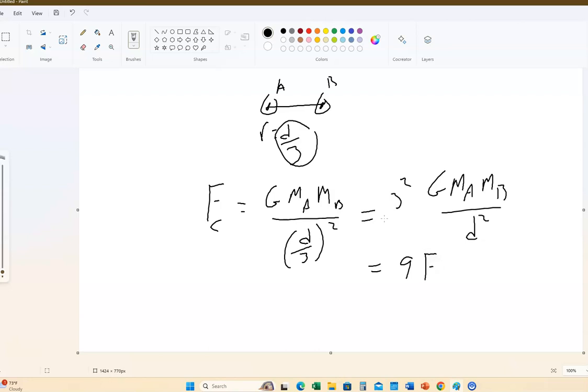So when you bring them closer by a factor, they're now 1/3 their original distance. The force goes up by a factor of 9. All right, so that's the way that this works. So that was problem number 10.